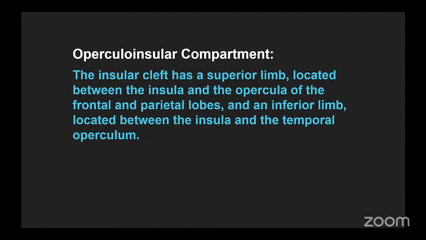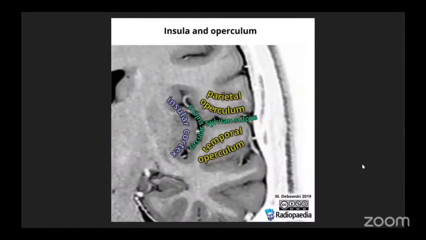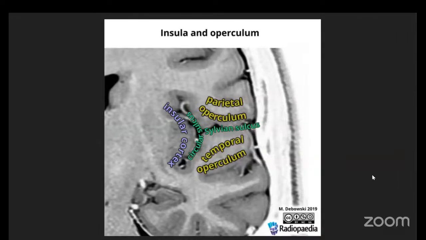The insular cleft can be divided into a superior limb and an inferior limb. Very easy to understand. Let's see this on the image. This is a coronal section, because you cannot see the superior and inferior limbs on an axial section. It would be really difficult. We draw here. These are the opercula, the parietal operculum and the temporal operculum. This is the opercular segment. Then we go behind like this. This is the insular surface here. This is the superior limb, and this is the inferior limb.